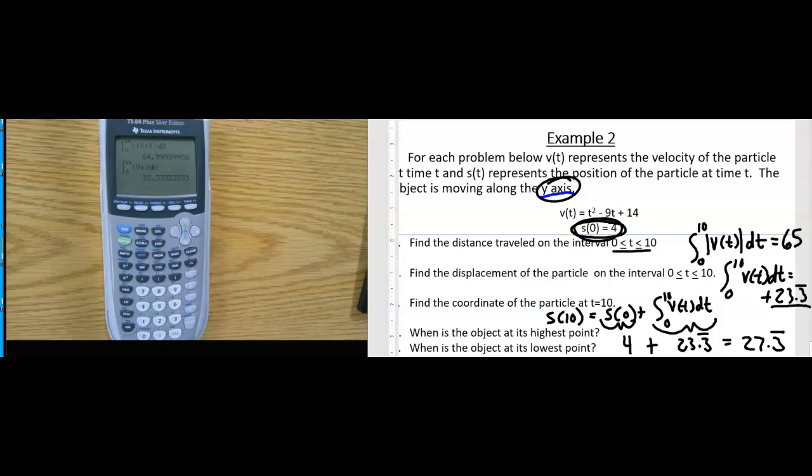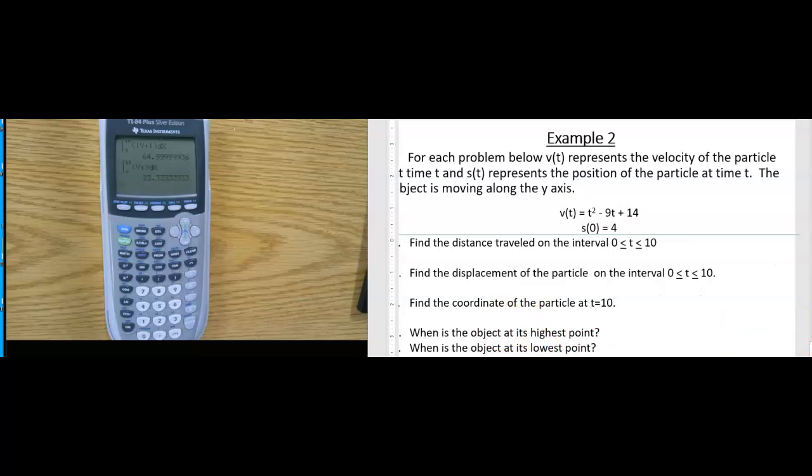Now we're going to go ahead and we're going to do the other question that we do often, which is finding the highest point and the lowest point. So once again, what they're asking us to find is the positions of this object, right? And when is the position highest and when is the position lowest on the y-axis? Well, we already know that we're going from 0 to 10, so those are my endpoints. I only want to go from 0 to 10. But we also need our critical values.